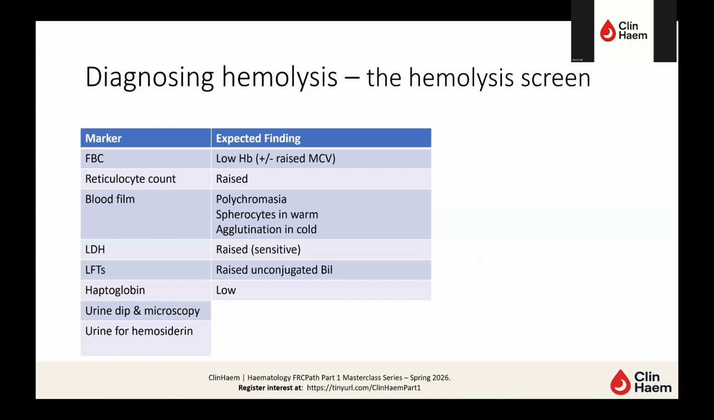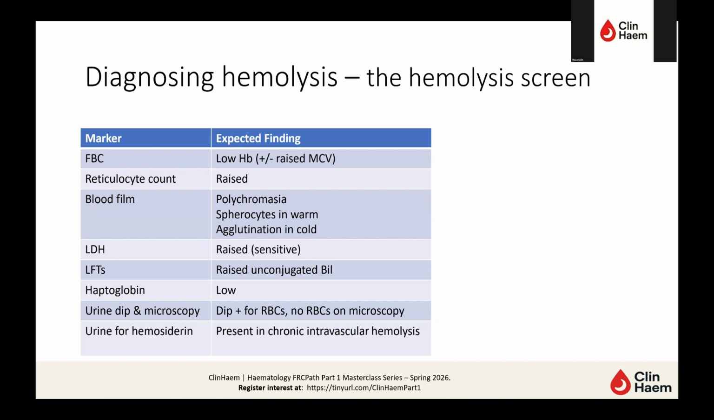Haptoglobin in hemolysis: the expected finding is that it will drop, because it is used up to mop up the free hemoglobin, and the haptoglobin-hemoglobin combination would be cleared by the liver anyway, so it will result in low haptoglobin in hemolysis. The urine dip would be positive for, quote unquote, RBCs, but when the sample is looked at under the microscope, there would not be any RBCs. So that's the hemoglobin that the dip is picking up as RBCs. A dip positive for RBCs but no red blood cells on microscopy is expected in intravascular hemolysis.